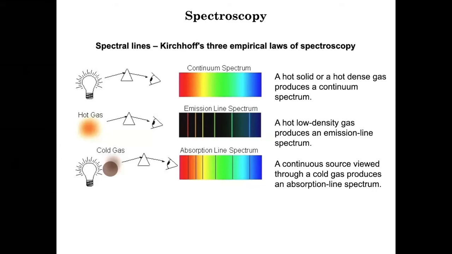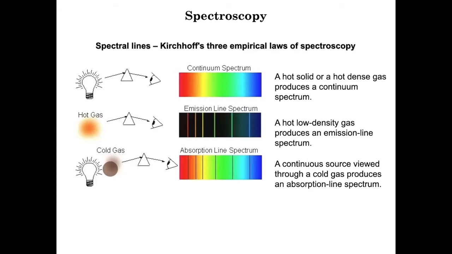We're now in position to understand Kirchhoff's laws in terms of the equation of radiative transfer. So let's go back to Kirchhoff's laws. The first law said that a hot solid or a hot dense gas produces a continuum spectrum. The second one, that a hot low density gas produces an emission spectrum. And third, that a continuous source viewed through a cold gas produces an absorption line spectrum.